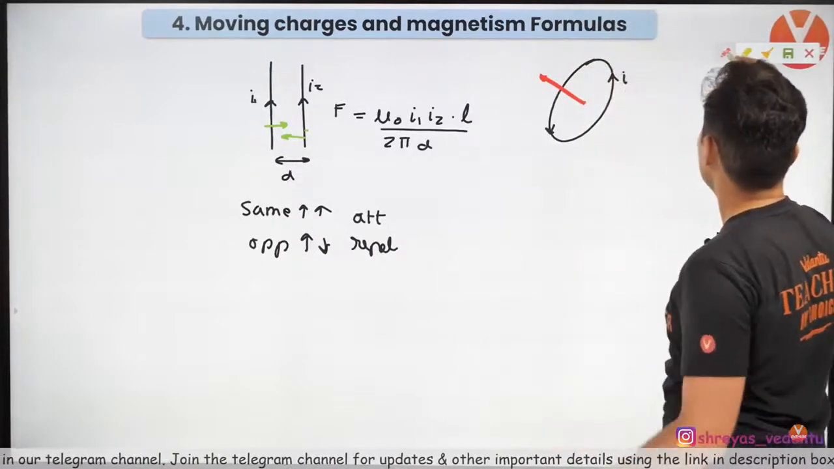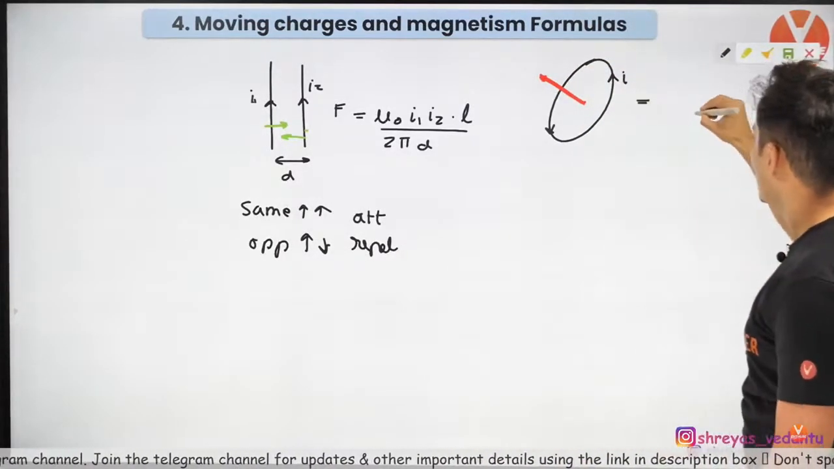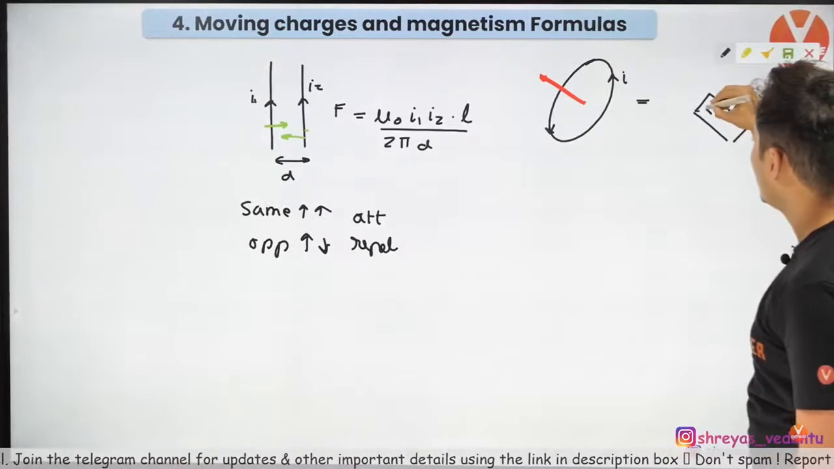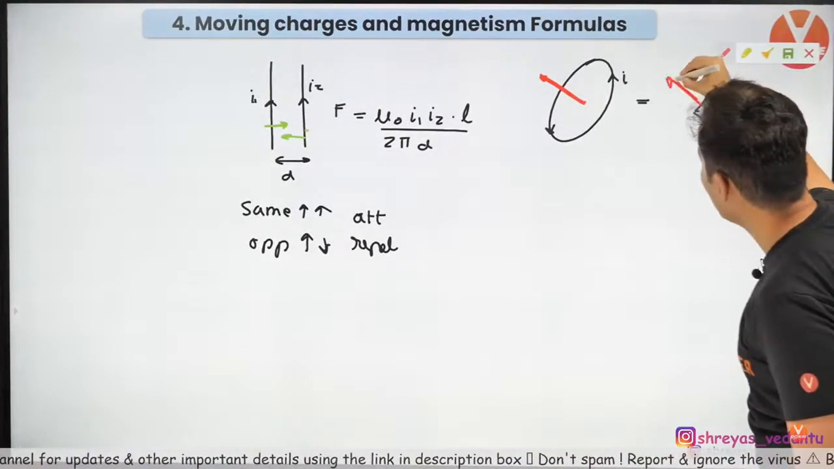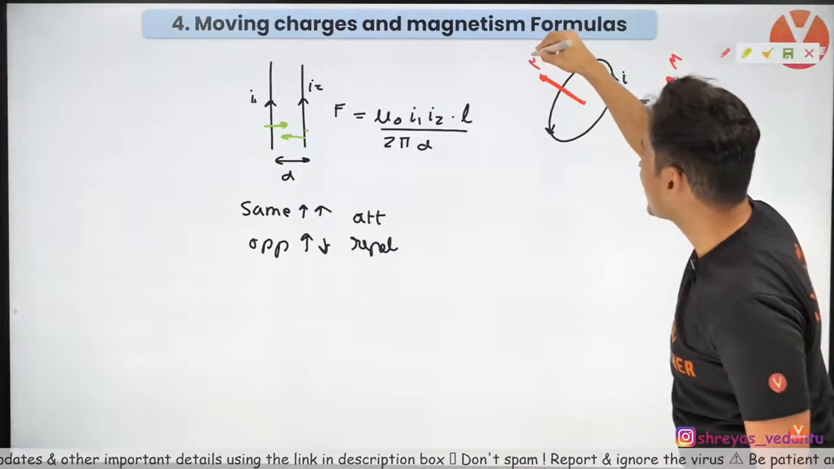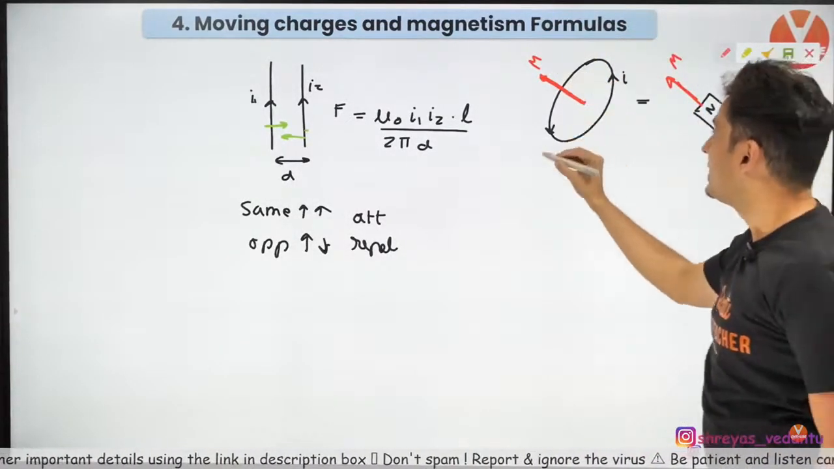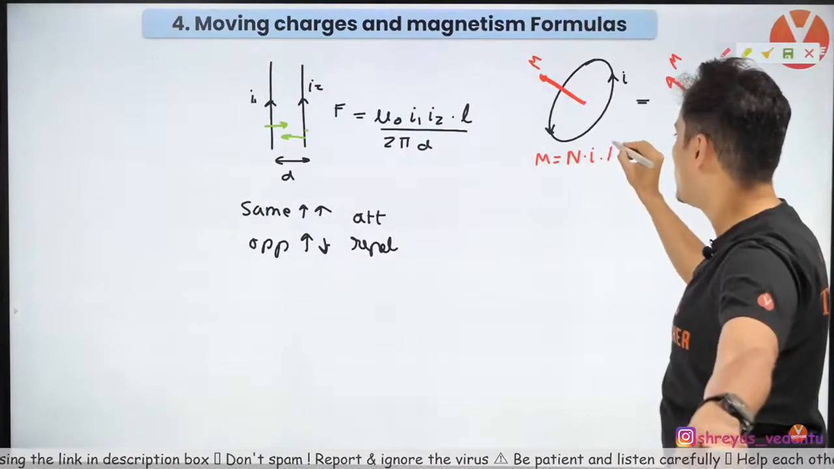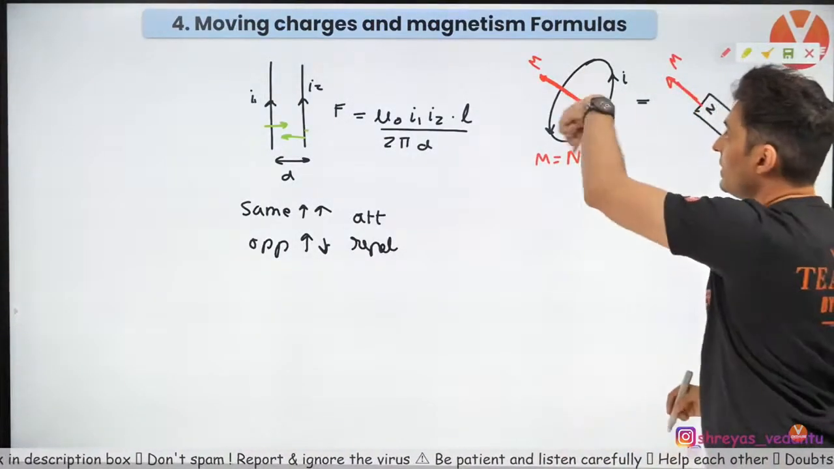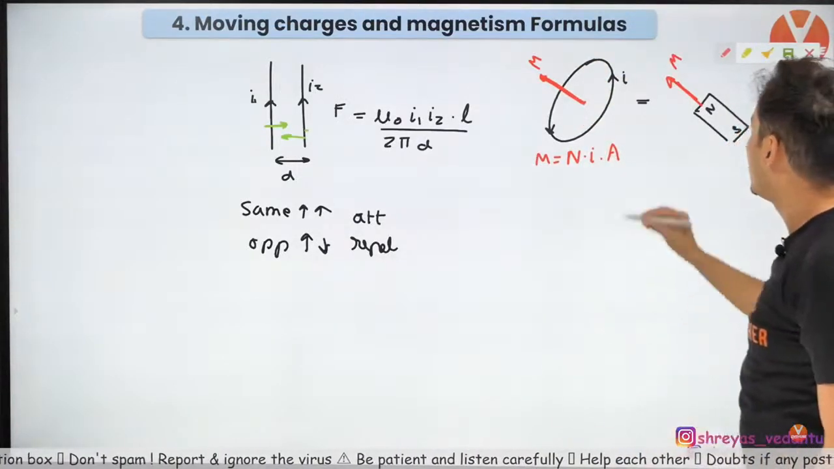This is very much similar to a bar magnet with north and south pole, which has a dipole moment like this, just like electric dipole moment. And this M is given by number of turns into current into area.